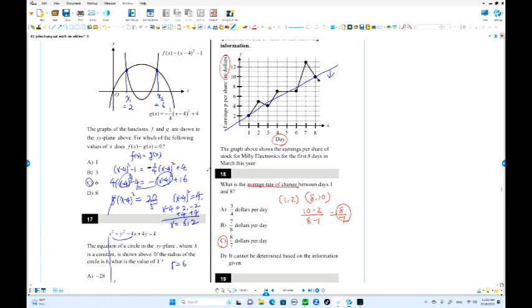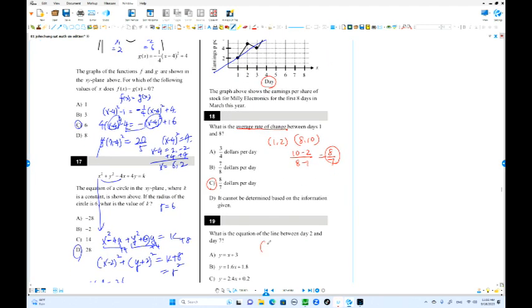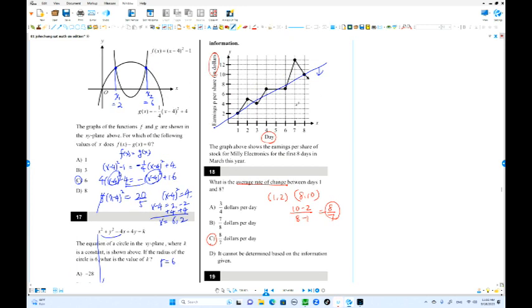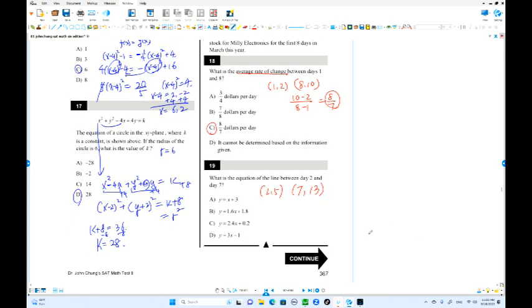Number 2, day 2 and day 7, the equation. Day 2 is where? 2 and 5, that is day 2. And day 7 is 7 and 13, right? So we're going to find the slope and y-intercept. First, let's find the slope.